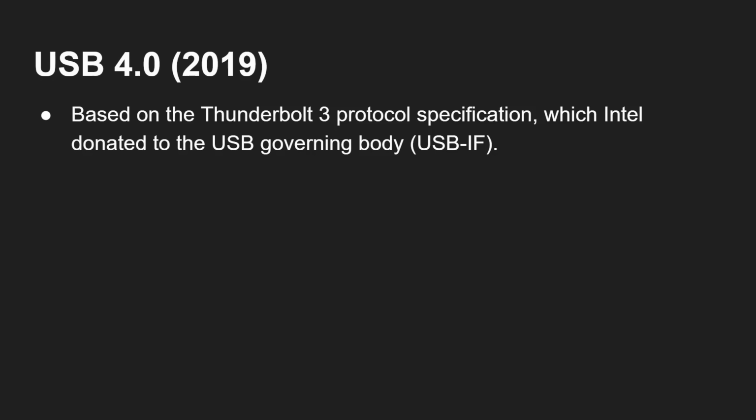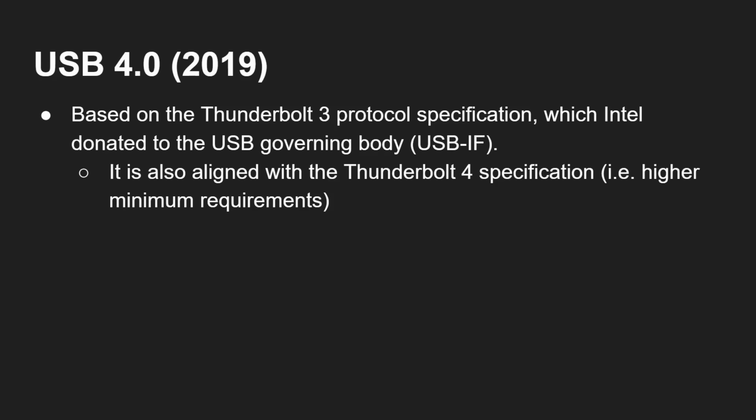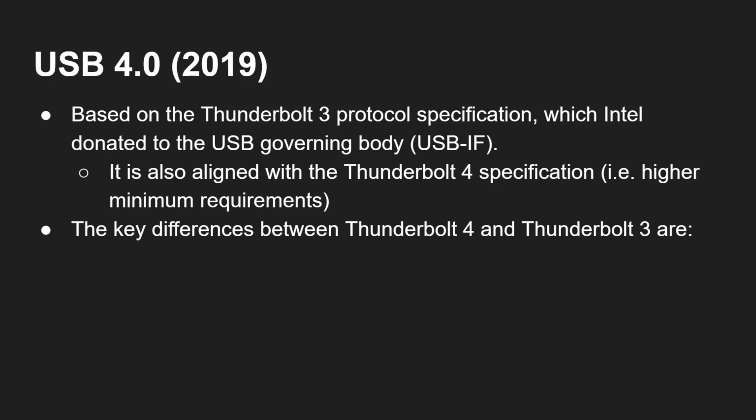Now, USB 4 is a completely different beast to the ones that we've seen previously. It's based on Thunderbolt 3. Now, Thunderbolt was something that was created by Intel, very much used by Apple in conjunction with Intel on the Mac products, and they gave the Thunderbolt 3 protocol to the USB governing body. That's the USB Implementers Forum. And so USB 4 is also aligned with the Thunderbolt 4 specification. Thunderbolt 4 is basically Thunderbolt 3, but it boosts up some of the minimum requirements, and we'll talk more about that in a second.